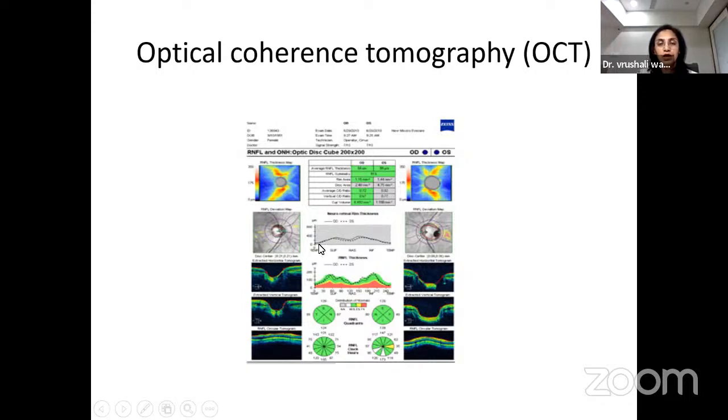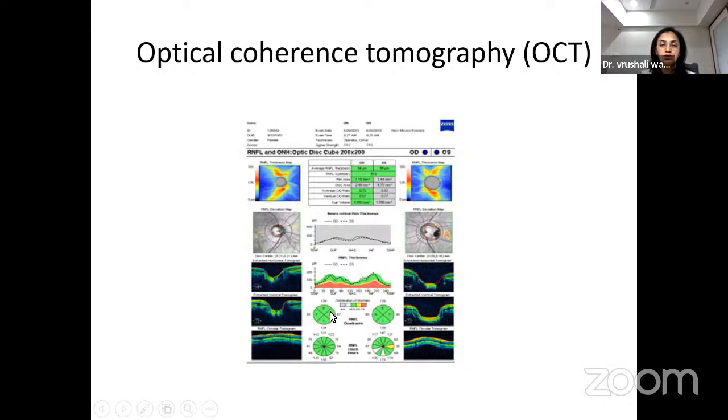What is most important is we should look at this graph. This graph is of retinal nerve fiber layer thickness. Importance should be given to this graph. There has to be a double hump. You can see a double hump there. Your right and left graph should fall in this green area. If it falls in yellow, that is an early stage. And if it falls in red, that is a little further stage. That indicates further thinning of the optic nerve.